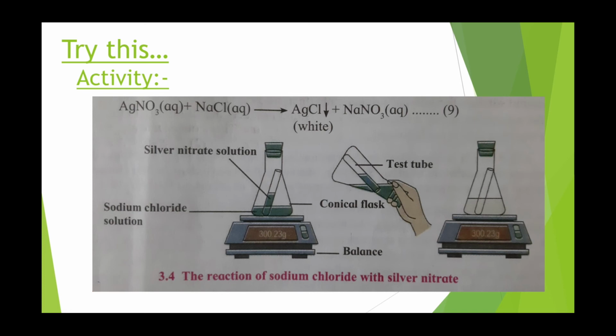Okay. Now, we have to tilt the conical flask and mix the solution that is present in the test tube with the solution in the conical flask, and again we have to weigh the conical flask. It means we have to carry out a reaction between silver nitrate and sodium chloride inside a conical flask. Before carrying out the reaction, we have to weigh the conical flask, and after reacting also we have to weigh it. What can we observe?